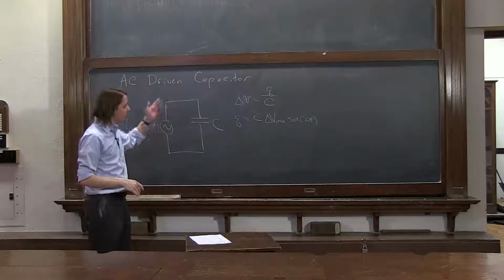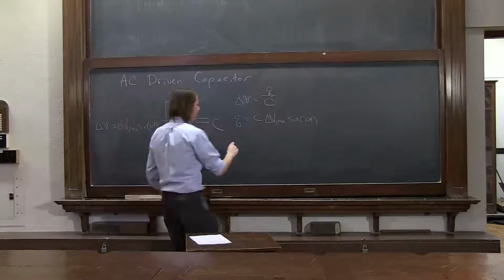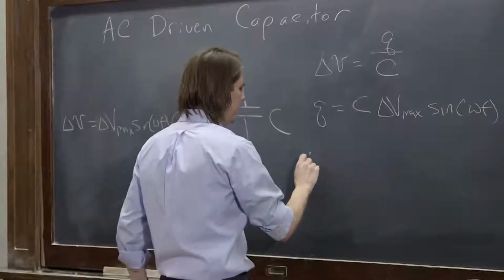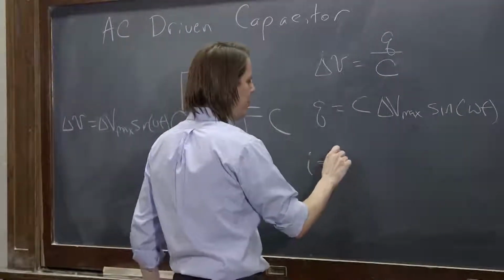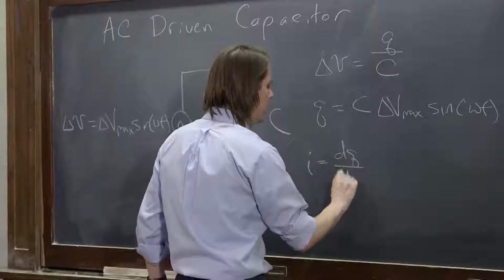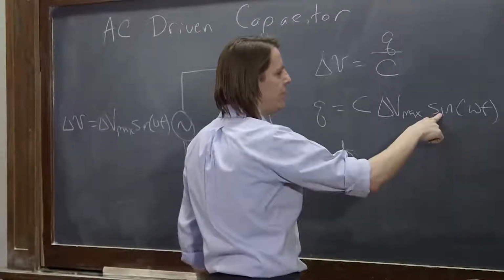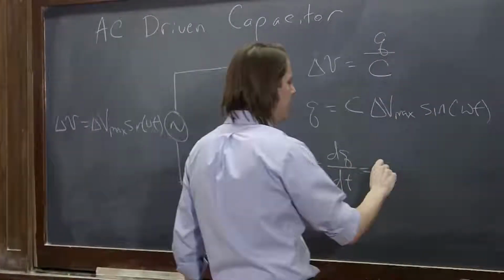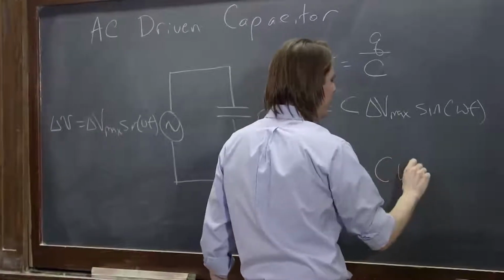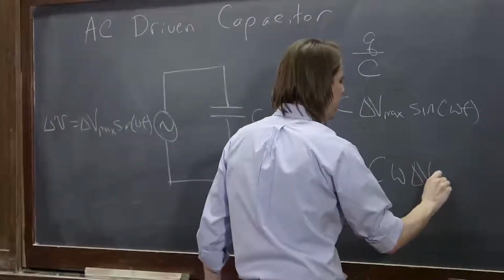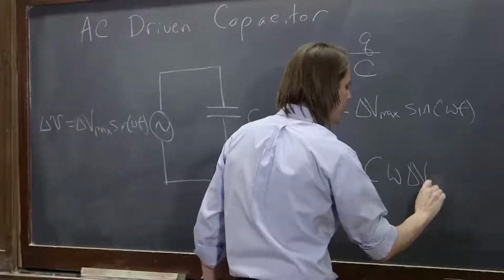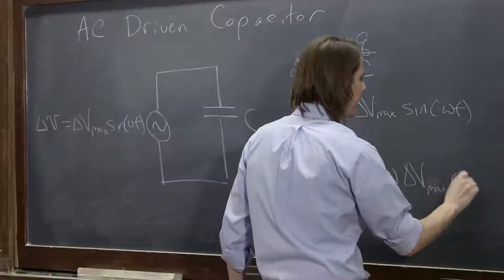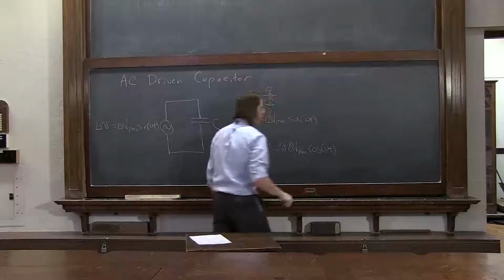And in circuits, we usually care about current, not about charge. So if we wanted the current in the circuit, we'd take the derivative of this. So I, the current as it varies in time, is dQ/dt. The derivative of sine is cosine. You pull out an omega, you have C omega delta V max cosine omega t.